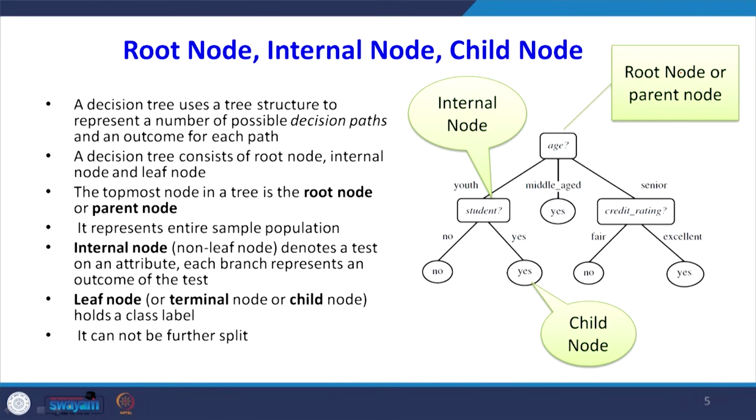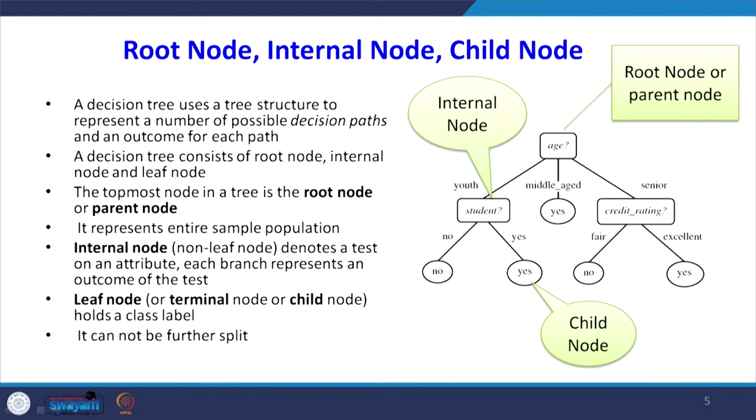Now, let us understand certain terminology in the CART model, for example root node, internal node and child node. When you look at this picture, there is age, which has 3 levels: youth, middle aged, senior. Then student has 2 levels, no or yes. Credit rating has 2 levels, fair and excellent. A decision tree uses a tree structure to represent a number of possible decision paths and an outcome for each path. The decision tree consists of root node, internal node and leaf node.